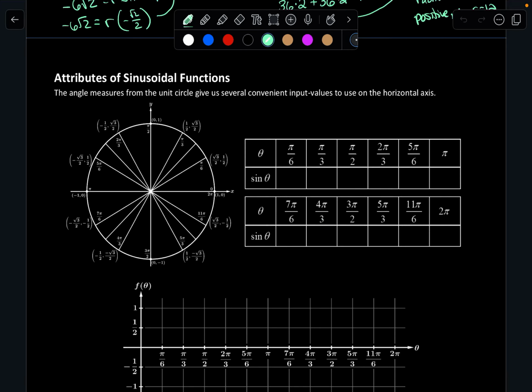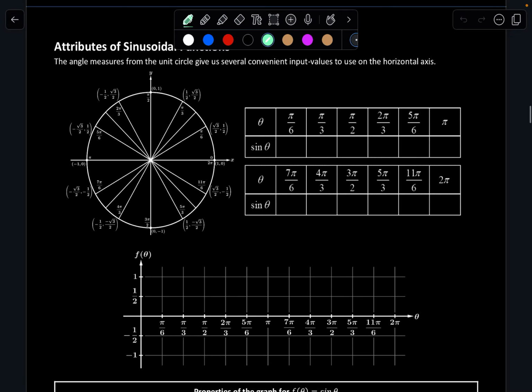All right, so this next video is on attributes of sinusoidal functions. A lot of this is a review from last unit. It's just a review of the values of the thetas in comparison with the x and y coordinates of the unit circle. But now we're going to look at them independently so that we can explore sine and cosine.